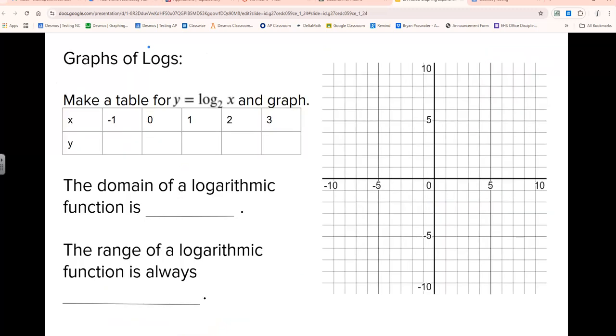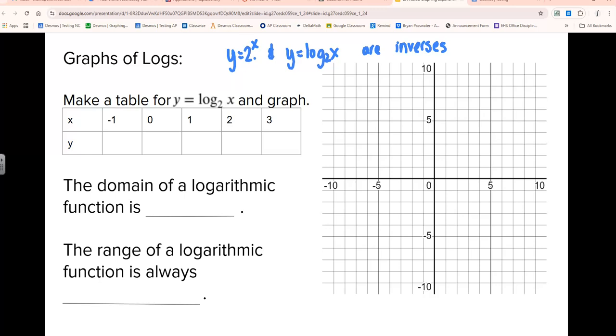Let's talk about some graphs of some logs. I have chosen to use y equals log base 2 of x. Now, I also am having some second thoughts about how I did this. Would you guys agree that y equals 2 to the x and y equals log base 2 of x are inverses? Is that true? Like what we did yesterday?